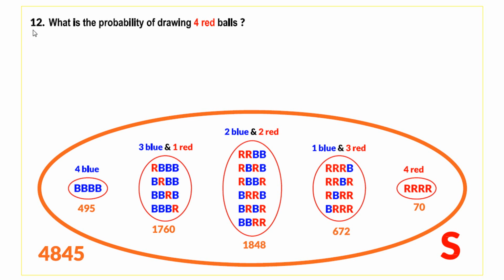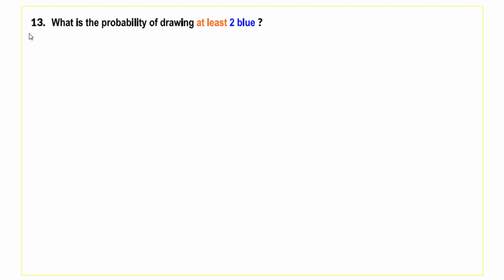Question number 12. What is the probability of drawing 4 red balls only? Or somebody may ask what is the probability of withdrawing no blue balls. So that would be this event here. So the probability is 70 over 4845, and that is 0.014.